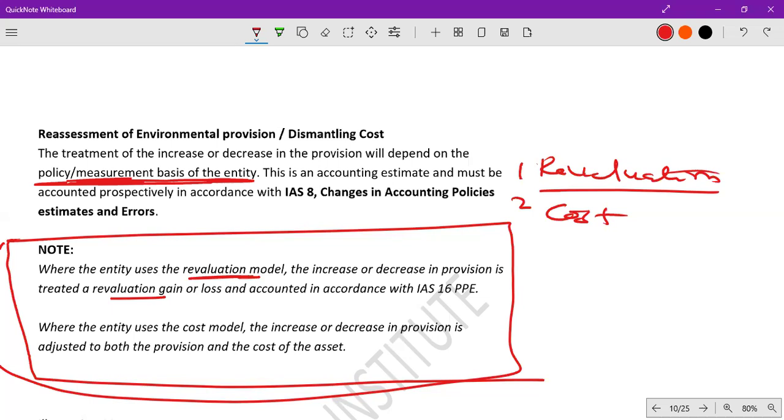Yes, so that is where the revaluation model is used. But where the cost model is used, the increase or decrease in provision is adjusted to both the provision amount and the cost of the asset. The provision amount and the cost of the asset. Any question? We are going to take an example.